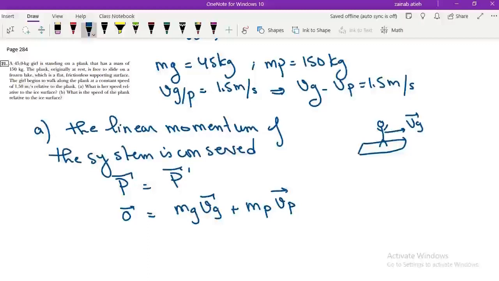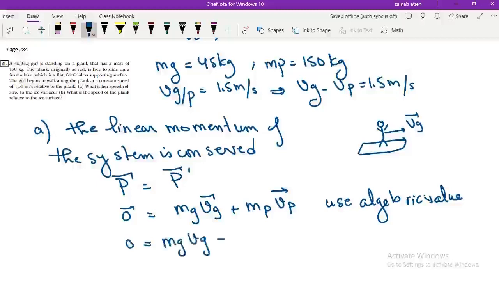So for sure they are collinear. I can use algebraic values. When we use algebraic values, you don't put the minus, just leave it as it is, and if it is negative it will appear. Okay, so use algebraic values. I will get 0 equals mg vg plus mp vp.